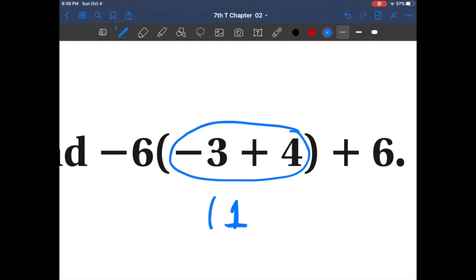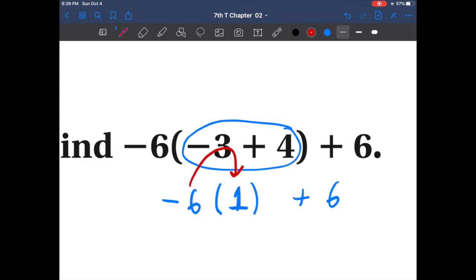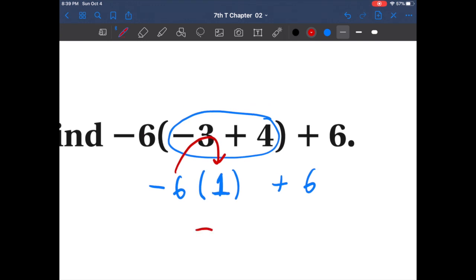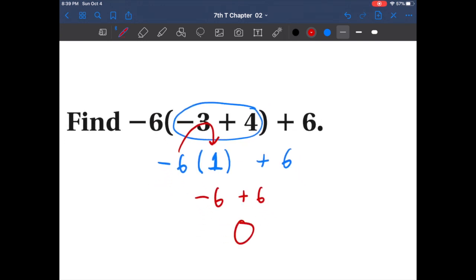All right, so now let's rewrite our equation. We have -6 times 1 plus 6 here. Well, let's do this. What is -6 times that 1? Well, we know a negative times a positive is a negative, so that's -6 plus 6. What do we get? 0. So remember, when we do our work, it should look like an upside down triangle or pyramid.